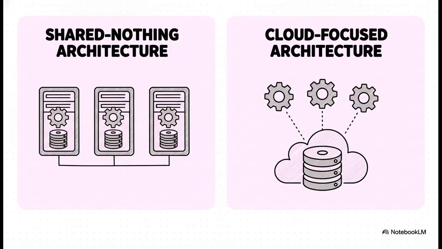Now, this is where it gets really interesting. Vertica doesn't just have one way of doing this. It actually gives you two different deployment modes. On one hand, you've got enterprise mode. Think of this as the classic shared nothing setup. It's perfect for on-premise data centers where you control everything. Each node has its own storage, and compute and storage are locked together. But then you've got Eon mode, and this one is a whole different beast, designed specifically for the cloud.